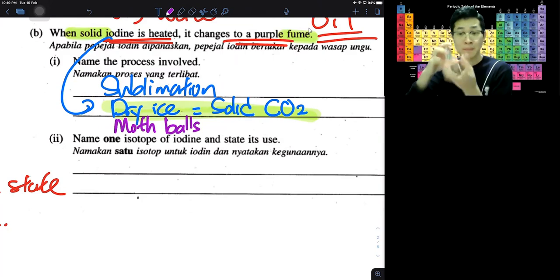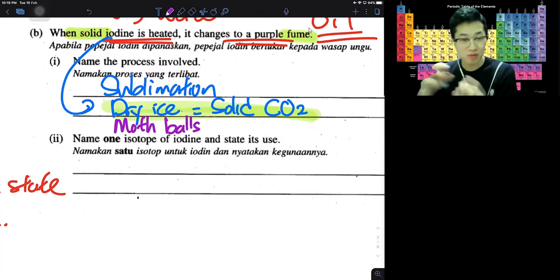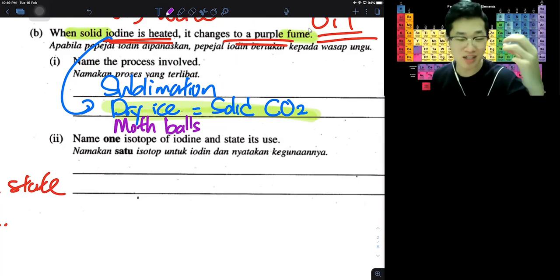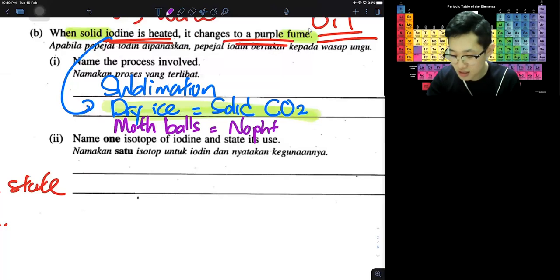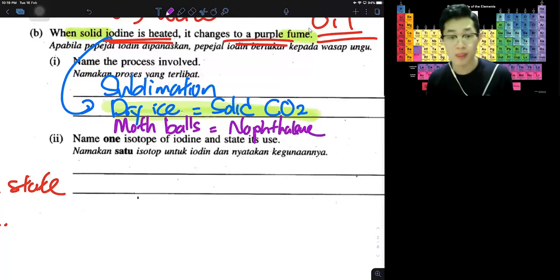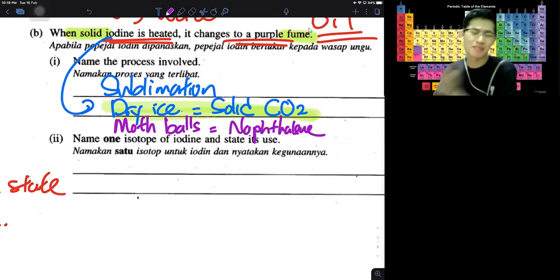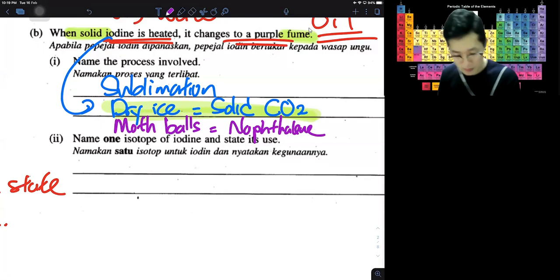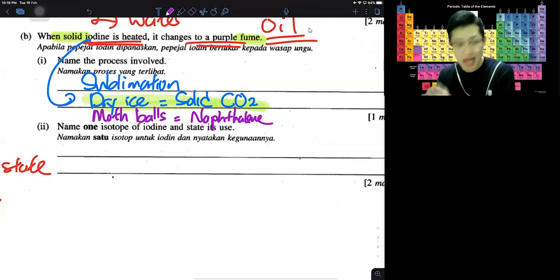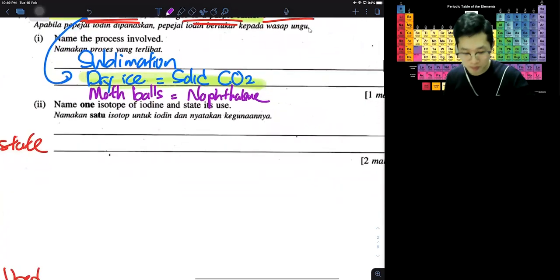Mothballs is the white color balls that chase away the cockroach. Okay, the one with smell one. Usually you can find it in the toilet, which is also called naphthalene. Okay, but naphthalene is something special. When it is heated, it will melt. If you place it there, it will slowly sublime. So these are the other example.